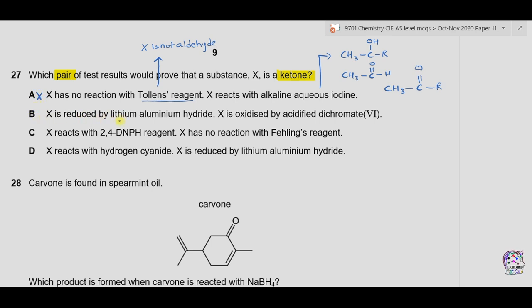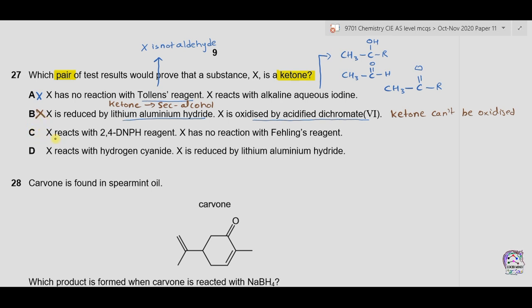B. X is reduced by lithium aluminum hydride, and X is oxidized by acidified dichromate(VI). Now lithium aluminum hydride can reduce a ketone back to a secondary alcohol. It also says X is oxidized by acidified dichromate(VI). Now we know that a ketone is not further oxidized. So B is also incorrect.